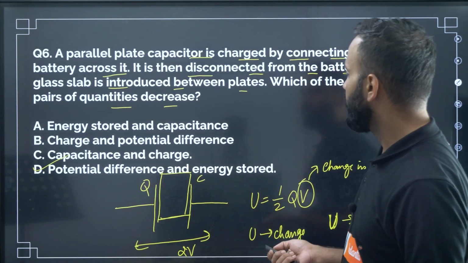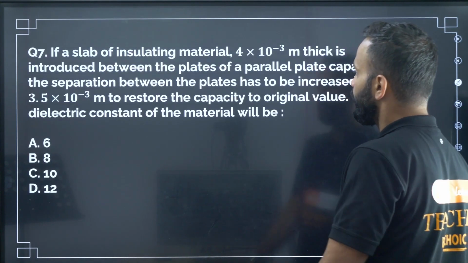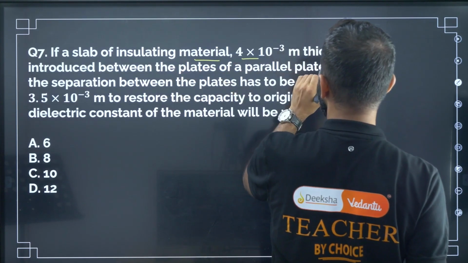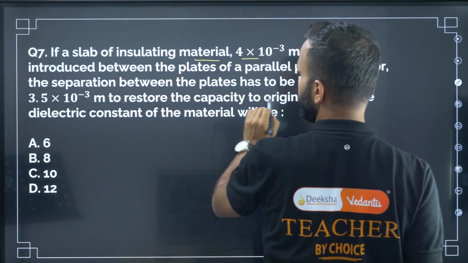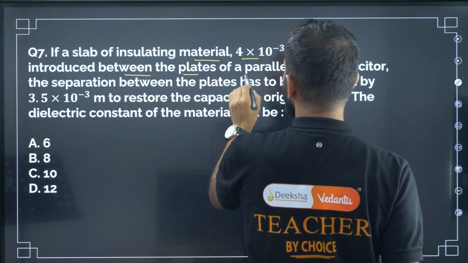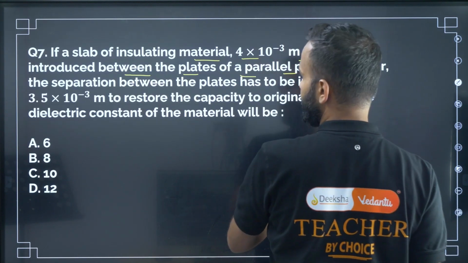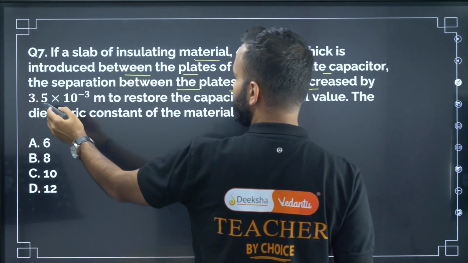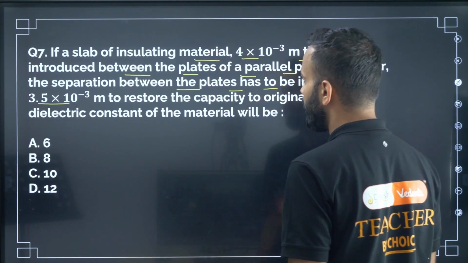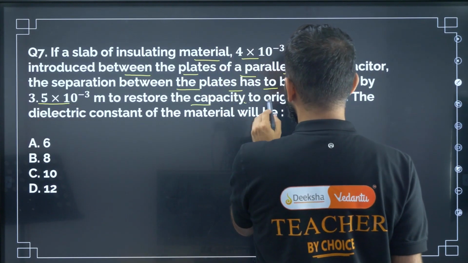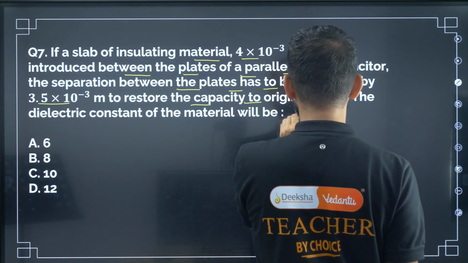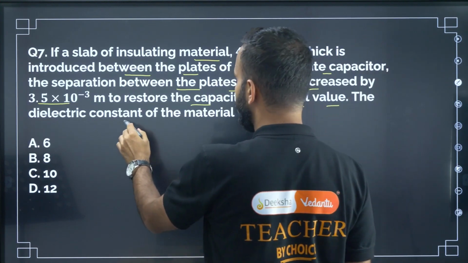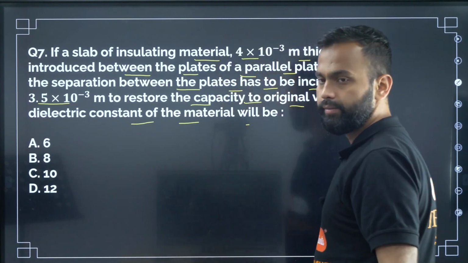Next question, question number 7. If a slab of insulating material 4 into 10 to the power minus 3 meter thick is introduced between the plates of a parallel plate capacitor, the separation between the plates has to be increased by 3 into 10 to the power minus 3 meter to restore the capacity to original value. The dielectric constant of the material will be?